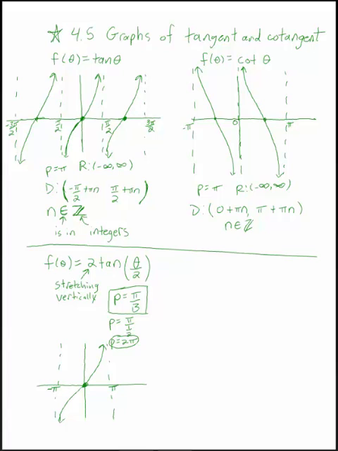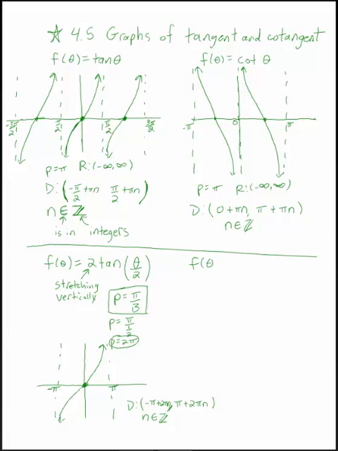Now let's see if we can get what the domain would be here. So the domain would be negative pi to pi, but now the space between the asymptotes is 2 pi. So it would be plus 2 pi n, where n is an integer. Excellent. Okay, now let's go over to cotan.